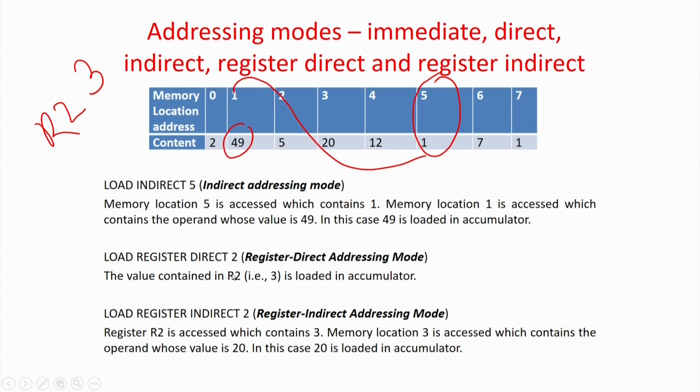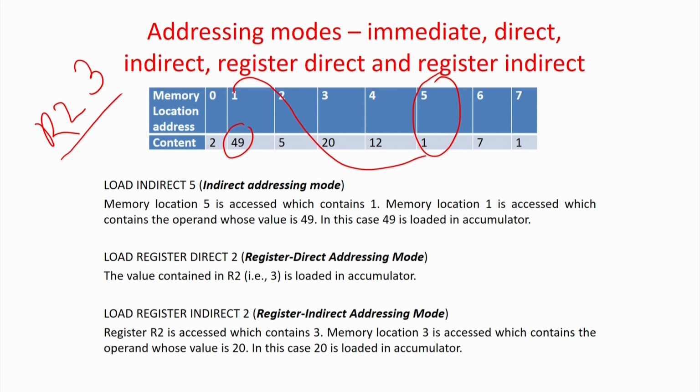Then load register direct 2. In this case, as I told you, it is a direct instruction, but instead of referring to a memory, it is referring to a register. It is saying that load register direct 2, that is you load to the accumulator what is available in register number 2. As I told you, our assumption was register 2 has the value 3, so it is loaded into the accumulator.